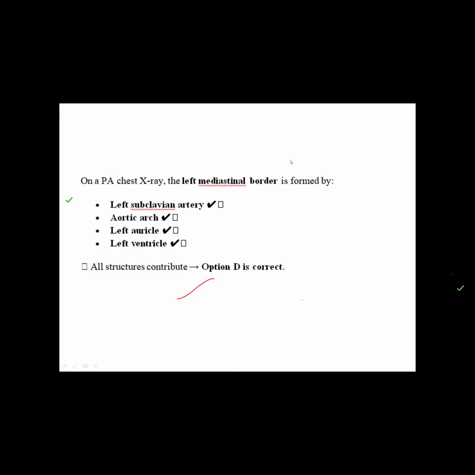So what is the correct answer? All of the above. So the correct answer is all of the above, right? In the PA chest X-ray, the left mediastinal border is formed by the left subclavian artery, aortic arch, left auricle, and left ventricle. So all options are correct.